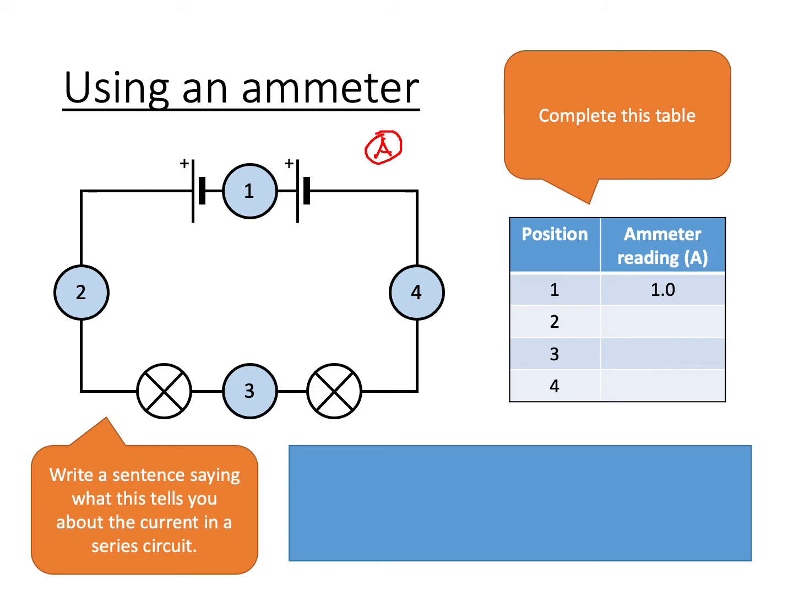So we could connect the ammeter here, and if we did, the table's saying that we would get a current reading of 1.0 amps. If we had an ammeter connected in this exact same circuit in position 2, the reading we would get would be 1.0 amps. Similarly, if it was in position 3, it would be 1.0 amps. And in position 4, it would be the same. That's because the current is the same everywhere in a series circuit.